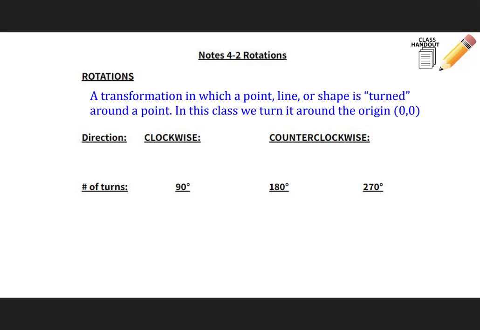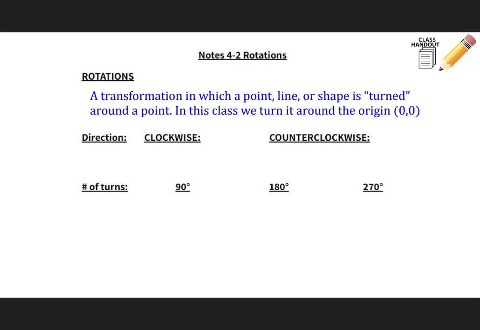Here's a video for Notes 4-2, which is rotation. In the previous lesson, we learned about translations and reflections, and in this lesson, we're going to learn about rotations. Remember, these are all rigid transformations, which means the size and the shape remain the same after the transformation. Starting off with the definition, a rotation is a transformation in which a point, line, or shape is turned around a point.